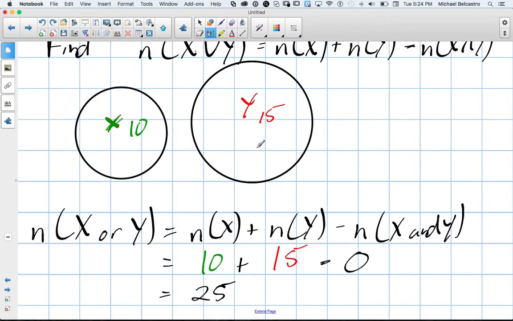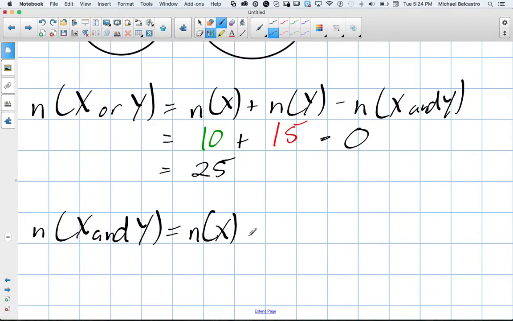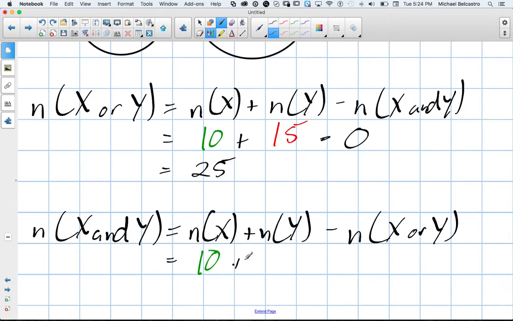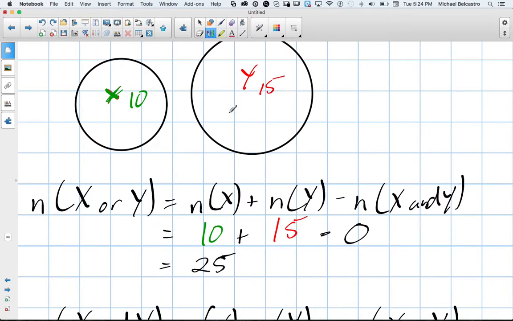We want to find x and y. The formula states, I'm going to rewrite it now, that x and y is all the units of x plus all the units of y, subtract all the units of x or y. We already know that the units of x are 10, the units of y are 15, and the x or y, well, in this case, here's y, it's segregated, it's all by itself, so there's 15 of those, and x is segregated all by itself, so there's 10 of those, so the or is actually 25 units.